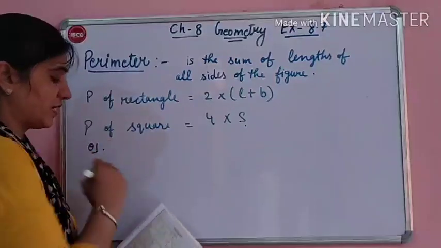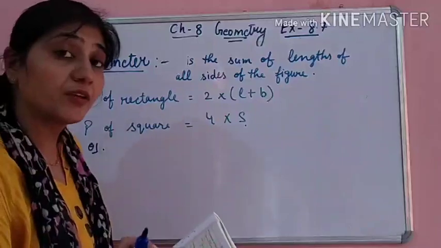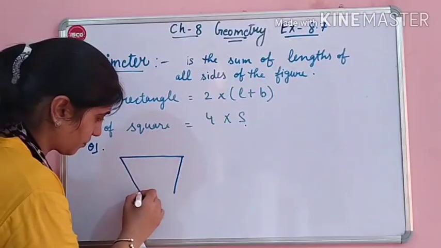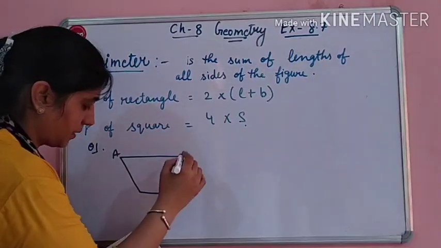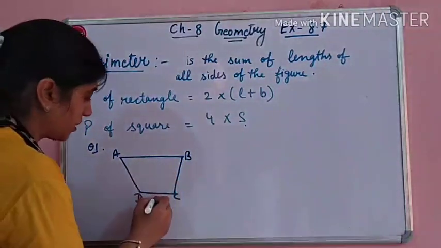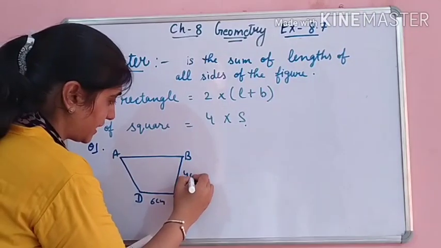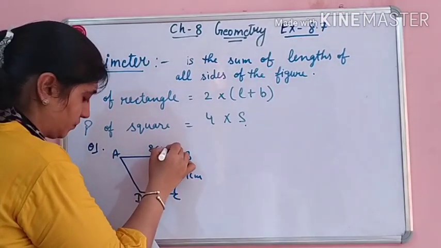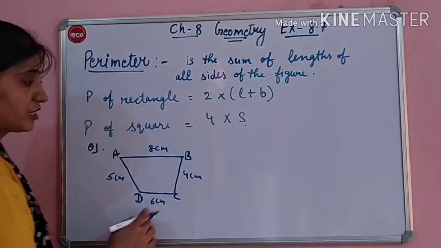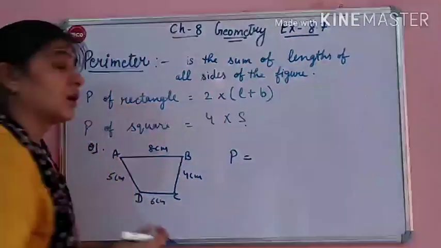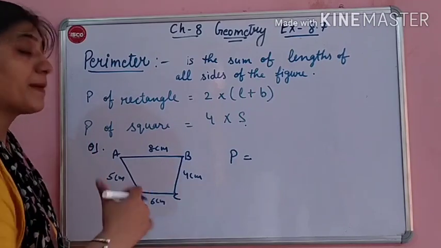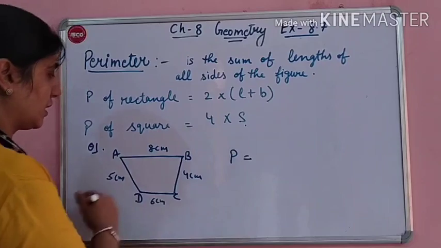Okay. Question number one. Find the perimeter of the following figures. The first figure is in this shape. A, B, C, D. 6 centimeter, 4 centimeter, 8 centimeter and 5 centimeter. You have to find the perimeter of this figure. We don't have any formula for this figure. Perimeter means sum of all sides of the figure, so we will add them.